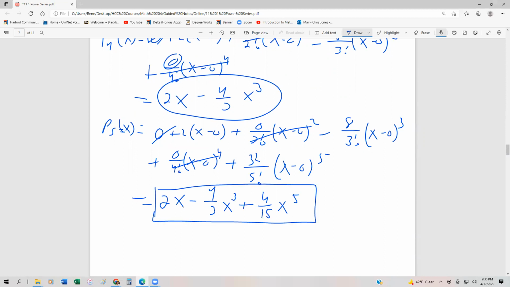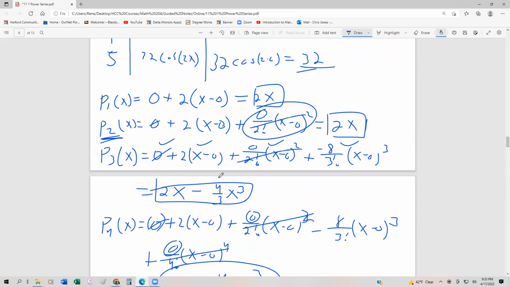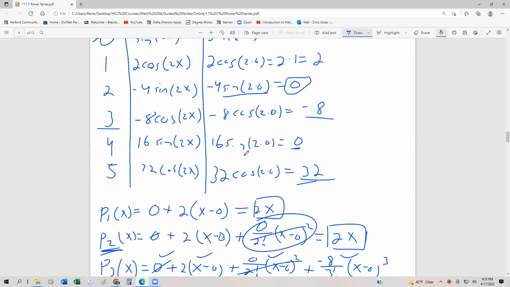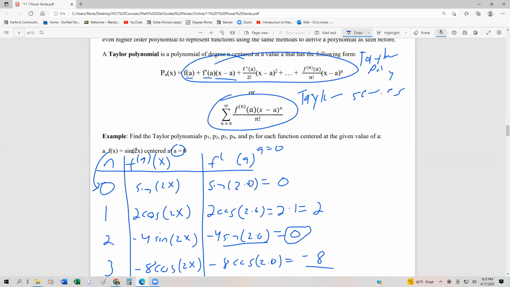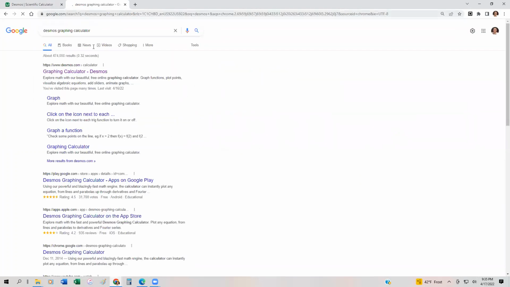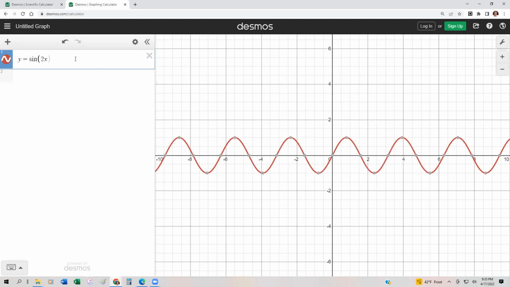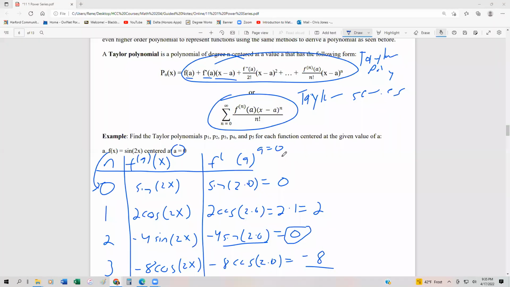Now, one last thing that I want to do before we conclude this, because all I asked you to do was to find the Taylor polynomials for this. Let's graph these on the same graph as the original function, which was sine of 2x. So I'm going to go ahead and just pull up the Desmos graphing calculator, and let's just see what happens. Remember, our original function was sine of 2x.